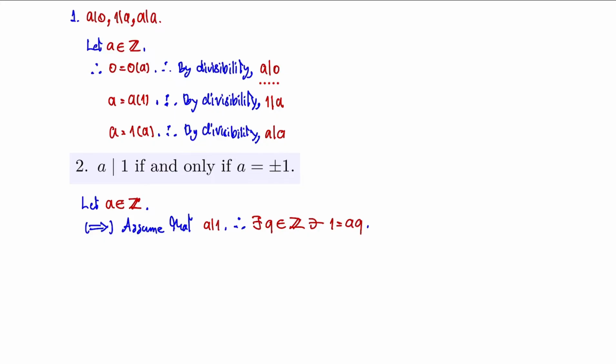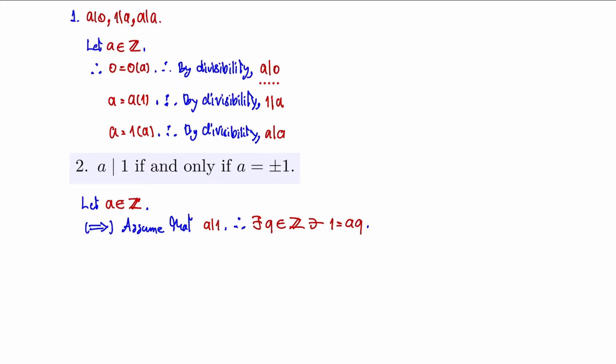Okay, such that 1 equals a q. Okay, so what can we do with this? 1 equals a q. So what is that q and what is that a, so that it satisfies this equation? But these two numbers must be integers.